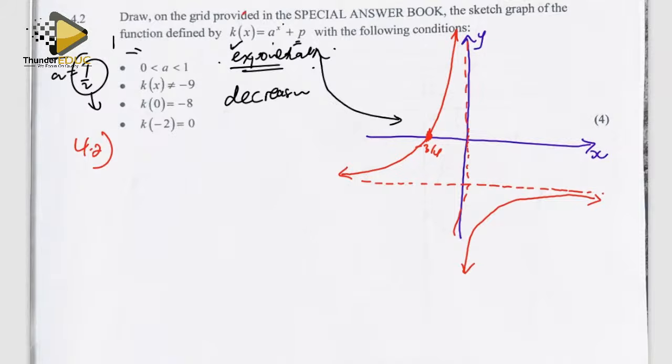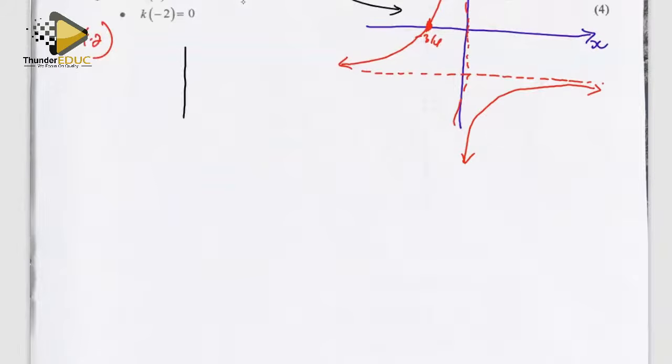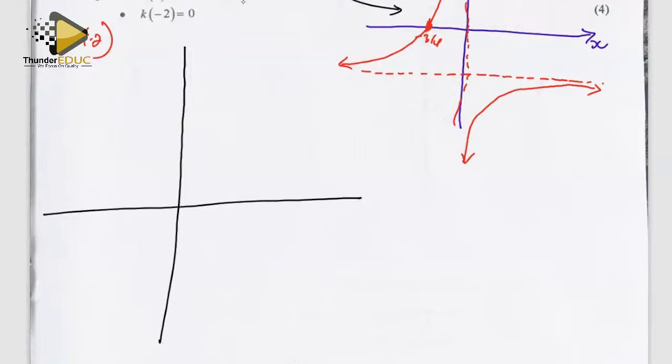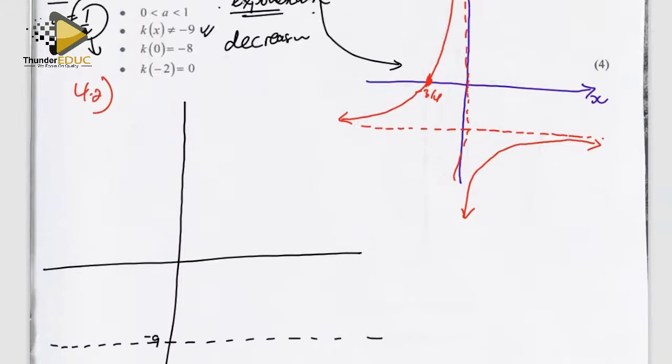Okay, so then what do we have? They're telling us that k of x can never be -9. So it can never cross the -9. So -9 becomes an asymptote. Okay, so I'll put my -9 somewhere there. This is -9. And they go on to tell us that k of 0 is -8. So if x is 0, then -8 is the y-intercept. Then k of -2 gives us a 0. When x is -2, y is 0. Okay, so that's the x-intercept. And then we sketch.